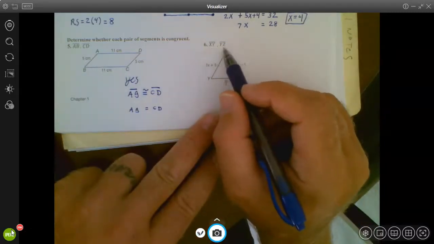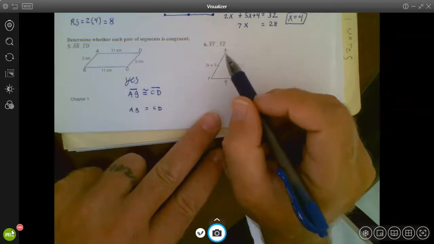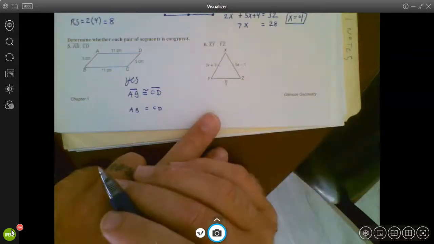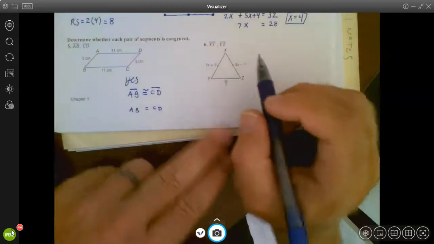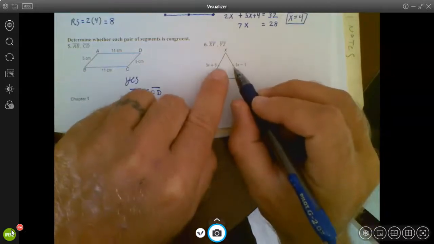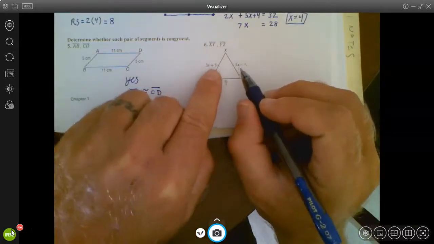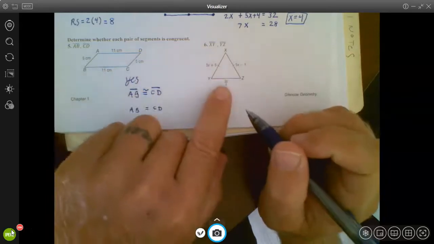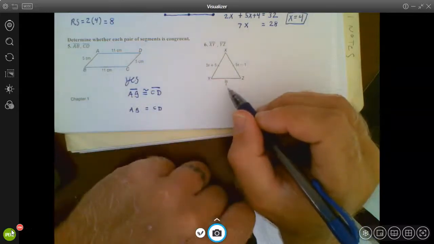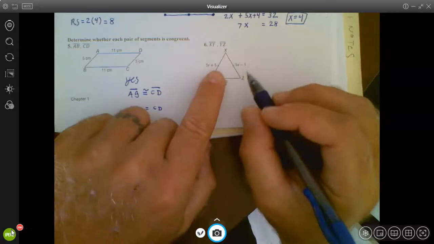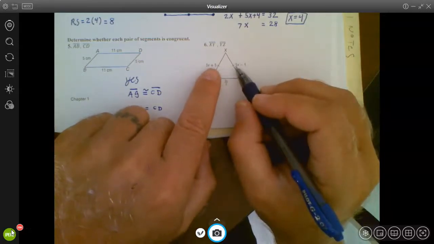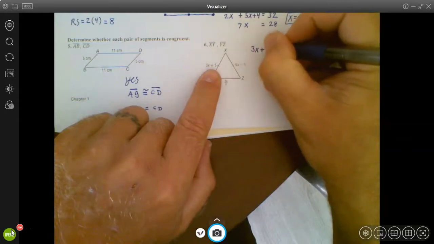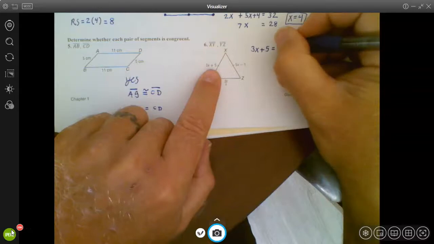Is XY equal to YZ? So is XY and YZ congruent to each other, right? Well, remember what we talked about earlier. See those little marks right there? Those are your congruency marks. That means these two guys are equal to each other, so we know that for sure. But we don't know about this one yet. This one says 9x over 2. Well, let's just start with what we know. I know that these two are congruent to each other, so I know that 3x plus 5 is equal to 5x minus 1.